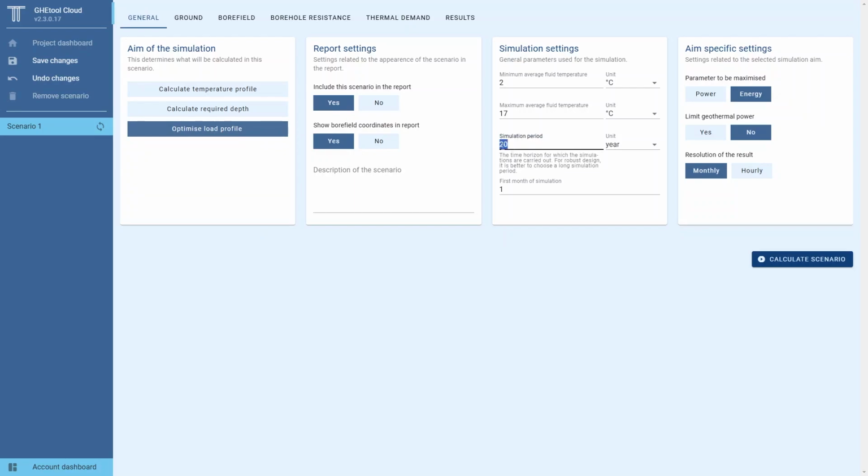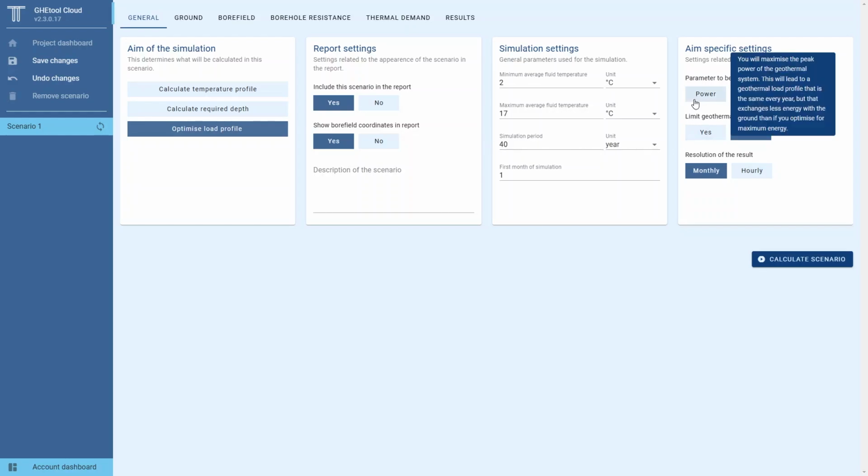We're going to work with a simulation period of 40 years. It does not really matter that much, but I always try to use a 40-year simulation period, as it's also the standard by the BREEAM Institute or certification. Where we'll start by optimizing the power of the system, because then we know which power we can always get from the ground, and it's a good starting point to then move towards an energy optimization and see, given a specific borefield design, how much energy we can actually exchange with the ground.